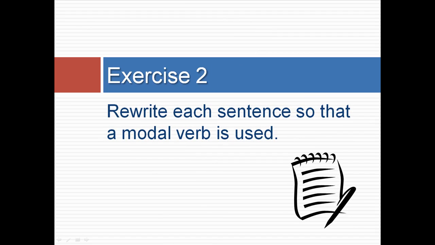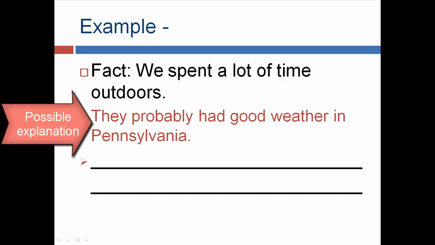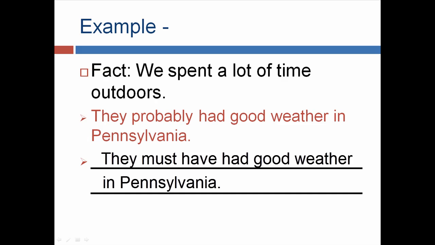Exercise 2. Rewrite each sentence so that a modal verb is used. Let's try an example together. First we read the fact. We spent a lot of time outdoors. Next we read the guess. They probably had good weather in Pennsylvania. Probably has a strong degree of certainty, so let's use must. They must have had good weather in Pennsylvania.